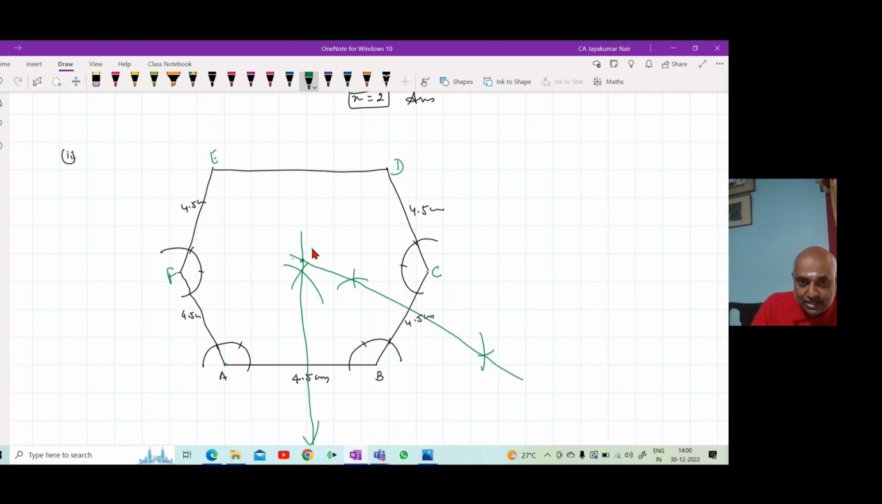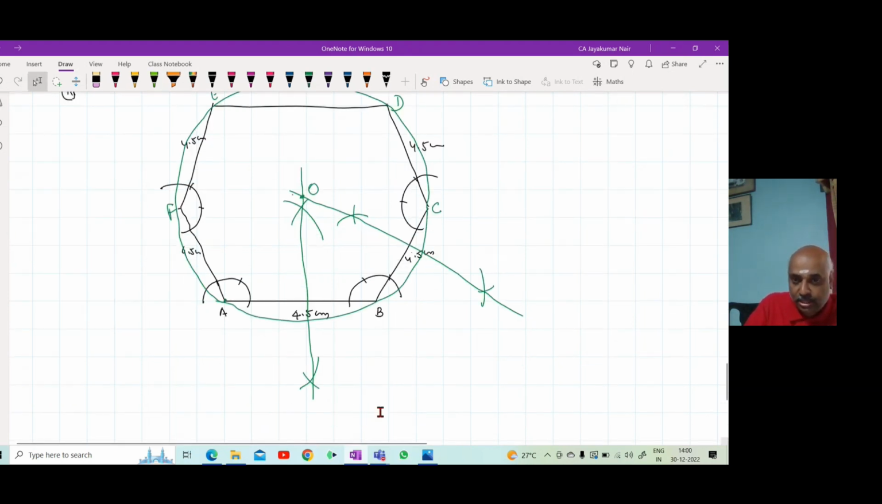So this point is O. Now take OA as the radius. Take OA as the radius, and then draw a circle. That circle should pass through all the vertices of this regular hexagon like this. Since they have asked you to measure the radius and write it, you'll find that the radius of this circle is 4.5. Whatever you have circumscribed, what is the radius of that? You will find it is 4.5 centimeter.